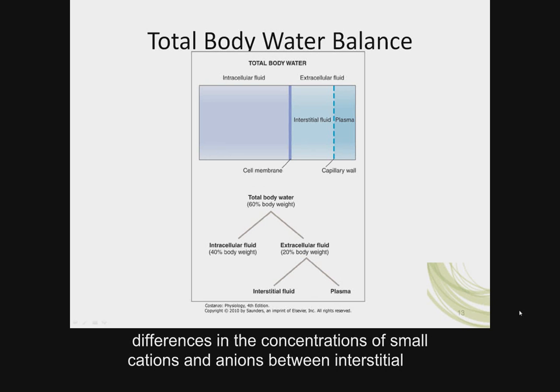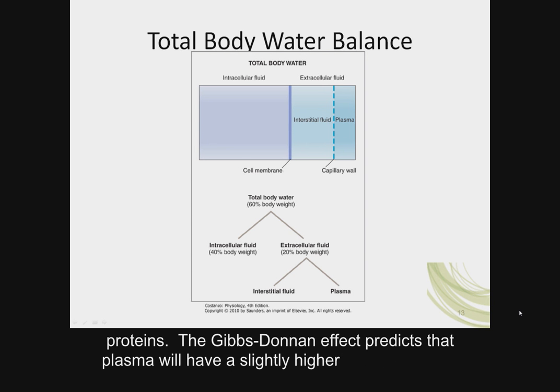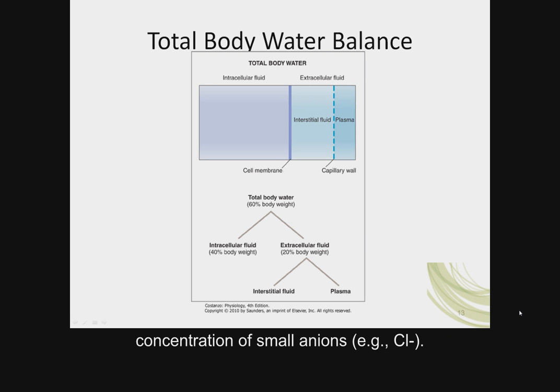There are also small differences in the concentration of small cations and anions between interstitial fluid and plasma, explained by the Gibbs-Donnan effect of the negatively charged plasma proteins. The Gibbs-Donnan effect predicts that plasma will have a slightly higher concentration of small cations than interstitial fluid and a slightly lower concentration of small anions.